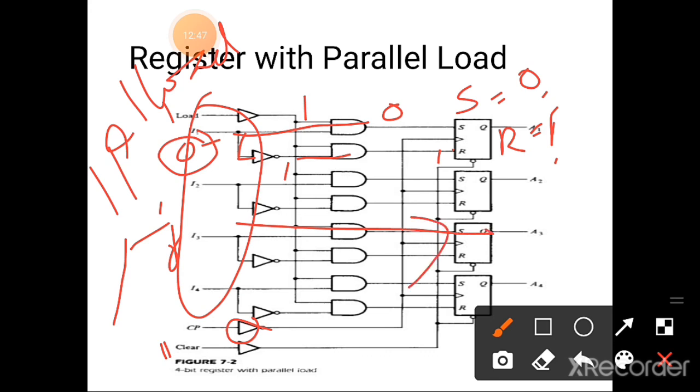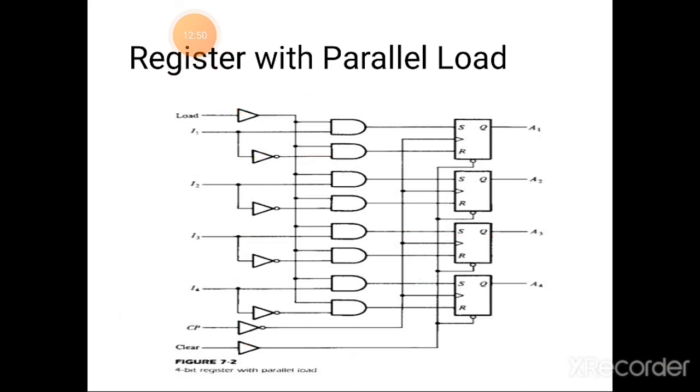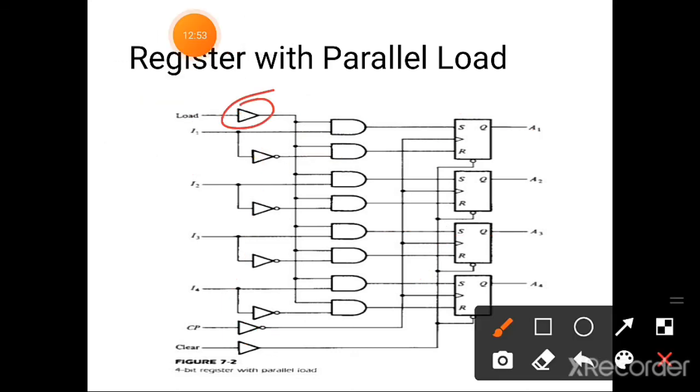If the buffer gate associated with this load input is changed to an inverter gate, then the register is loaded when the input is 0 and inhibited when the input is 1. So if an inverter is used instead of this buffer, when load is 0 it loads into the register, and when it is 1 it goes to the no change or inhibited state. This is all about register with parallel load.